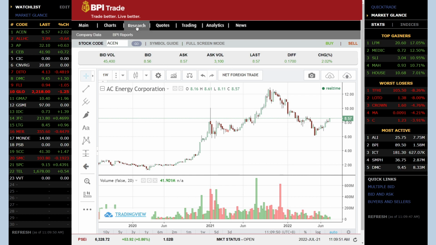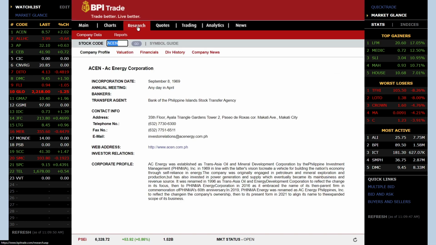Then next one, we have the research tab. So company data, this is very useful lalo na kapag bago ka pa lang. Kasi this is the time to learn about the companies that you're about to buy. Kung bibili ka ng stock nila and then you're gonna hold it for the long term, then you have to know what they do. You have to know how they make their money. So dito mo lahat malalaman yan.